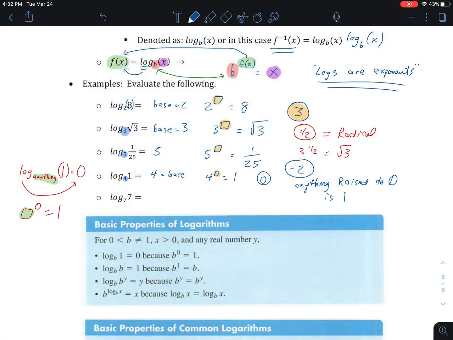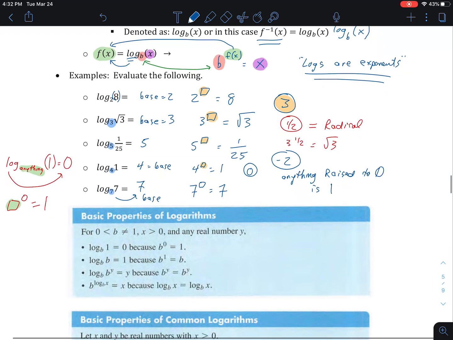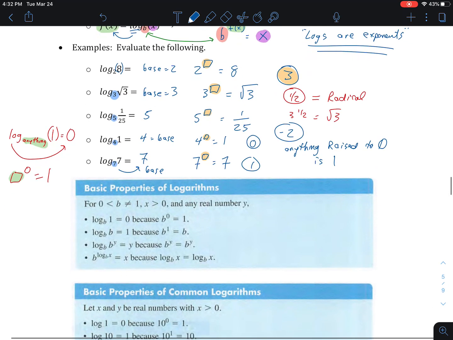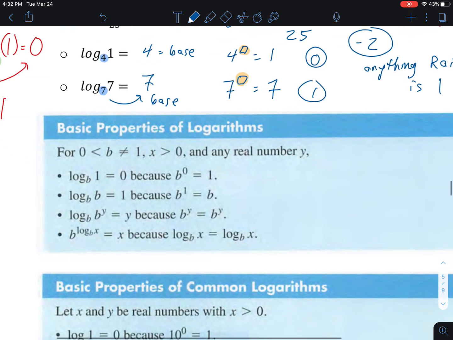7 is my base. A little weird. This 7, I'll highlight it to be consistent. This 7 is my base. 7 raised to the what gives me itself? Logs are exponents. So the exponent I would need to raise this to in order to get back to myself is a 1.